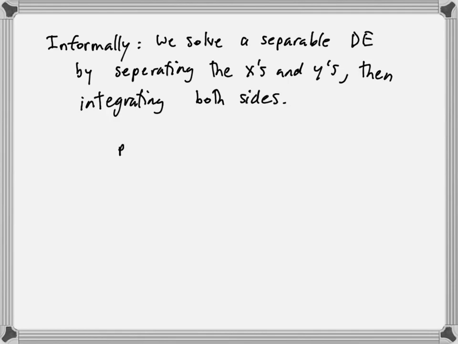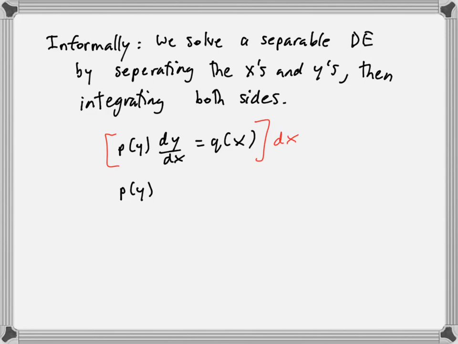Remember we had p of y times dy dx is equal to q of x. The way you want to think about it is, informally, you multiply both sides by dx. If you do that, you get p of y dy is equal to q of x dx, and then you integrate both sides. That leads us to the general solution. This is why it's called separable: it's because of this informal process of separating the variables so that you have all the y's on one side and all the x's on the other side.